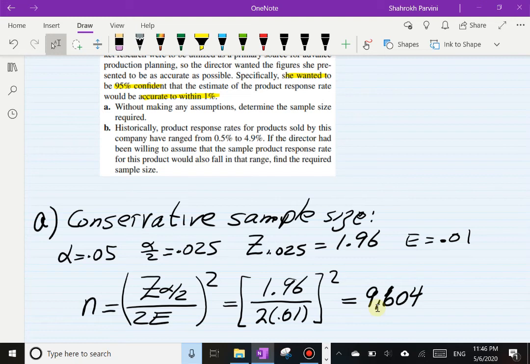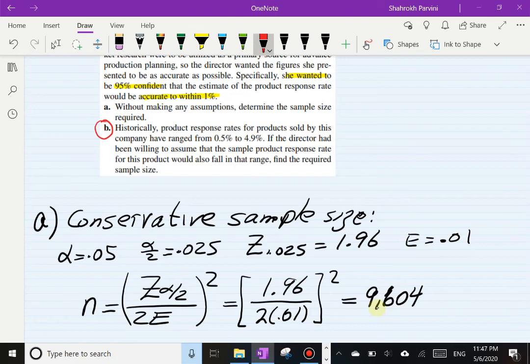Now, that seems pretty hefty and maybe not attainable, and that's what brings us to part B. In part B, historically, the product response rates for the products sold by this company have ranged anywhere from 0.5%, not much, to 4.9%, almost 5%. If the director had been willing to assume that the sample product response rate for the product would also fall in this range, find the required sample size.